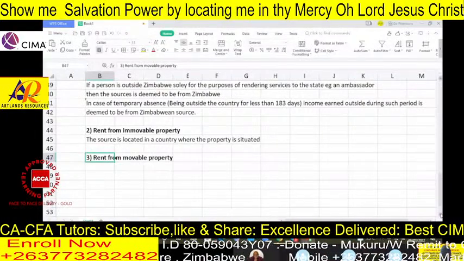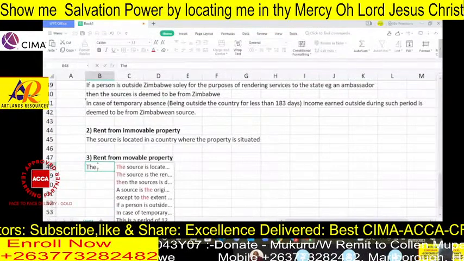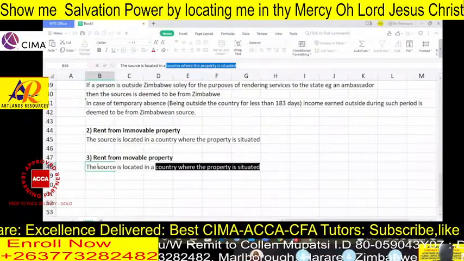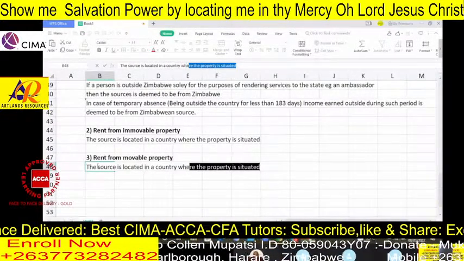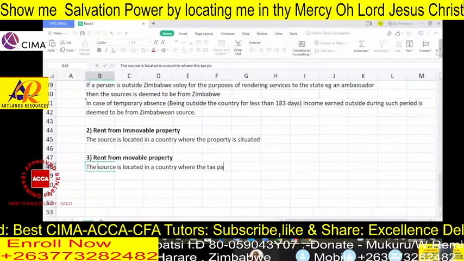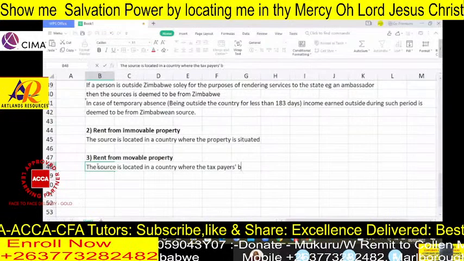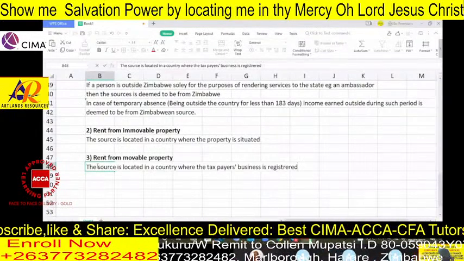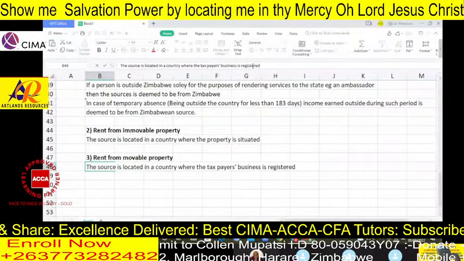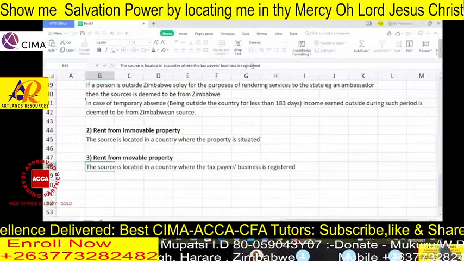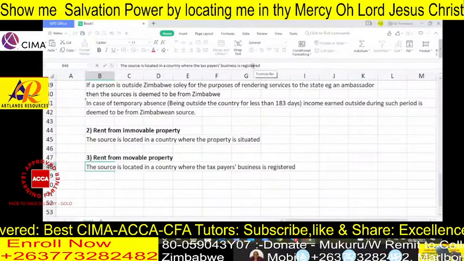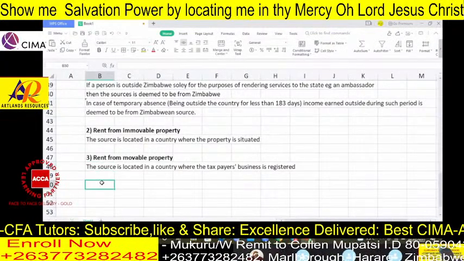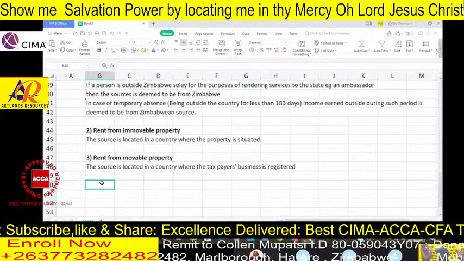So under the circumstances, if you've got movable property, the source is located in a country where the taxpayer's business is registered. Important. It is difficult to apportion how much of the mileage the car covered in Zimbabwe versus Namibia. So if you have movable property, you just look at whether the Impala car rental is registered in Zimbabwe. The source is located in Zimbabwe regardless of the fact that the car went outside.